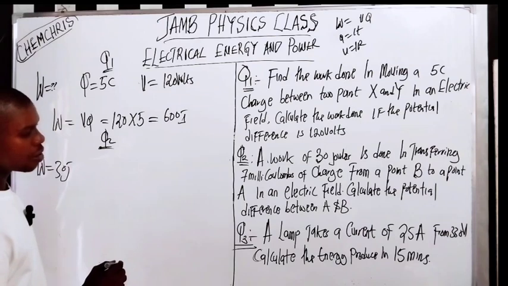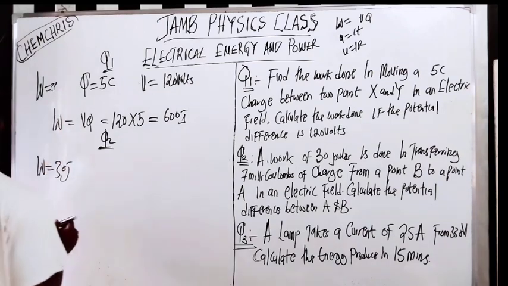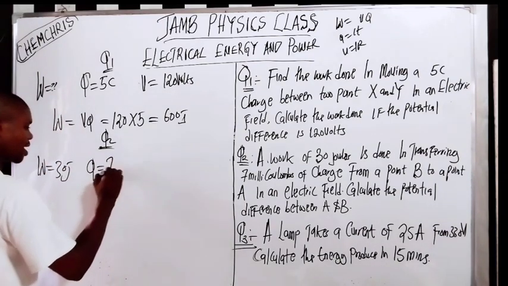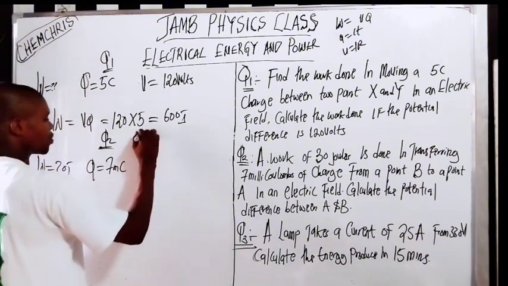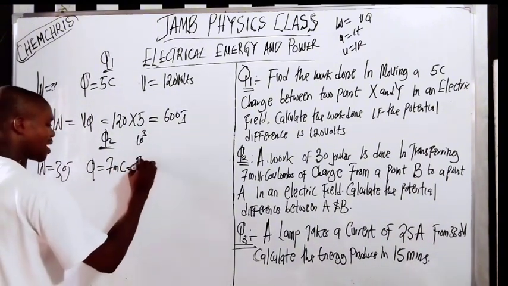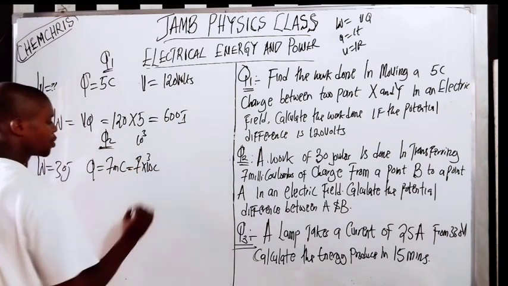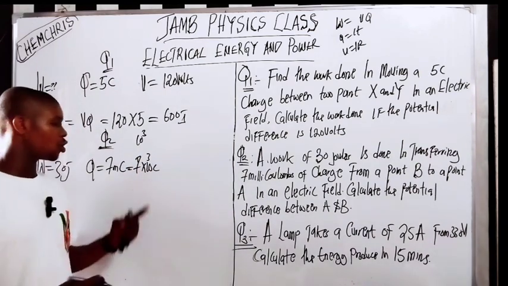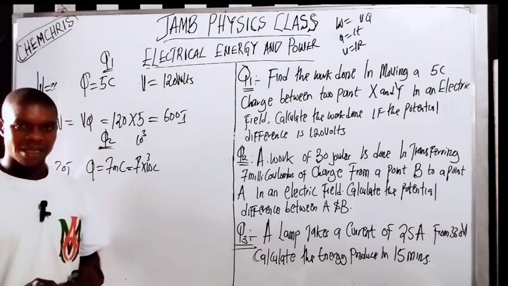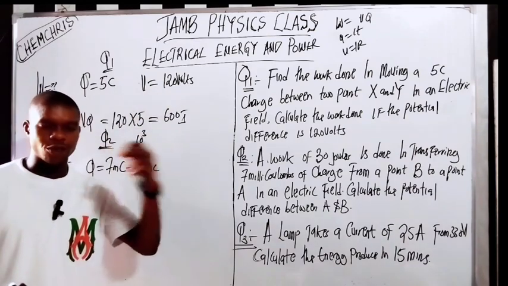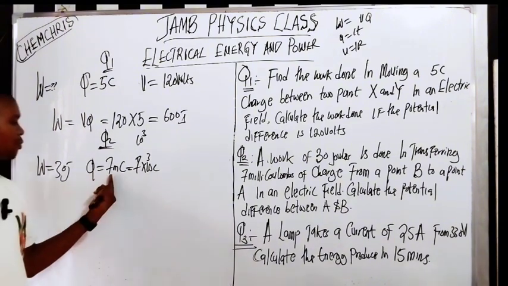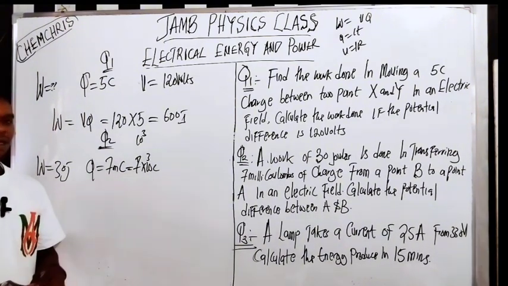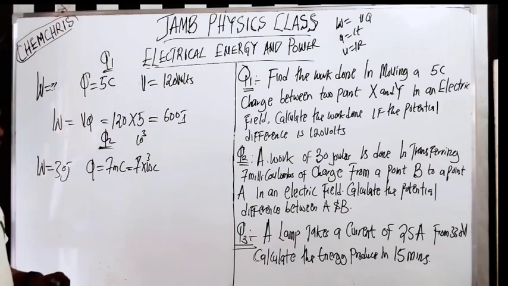7 millicoulombs of charge. So my charge is 7 millicoulombs. Now this milli here means 10 to the power of minus 3. So it's going to be 7 times 10 to the power of minus 3 coulombs. That is why all those prefixes in physics at the start of the textbook, you have to know them. So 7 millicoulombs is the same as 7 times 10 to the power of minus 3 coulombs, right?